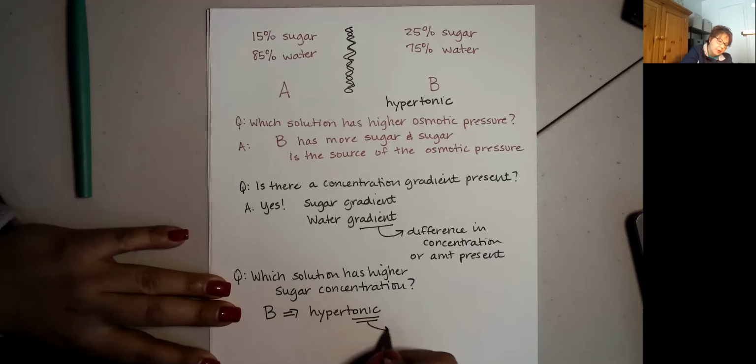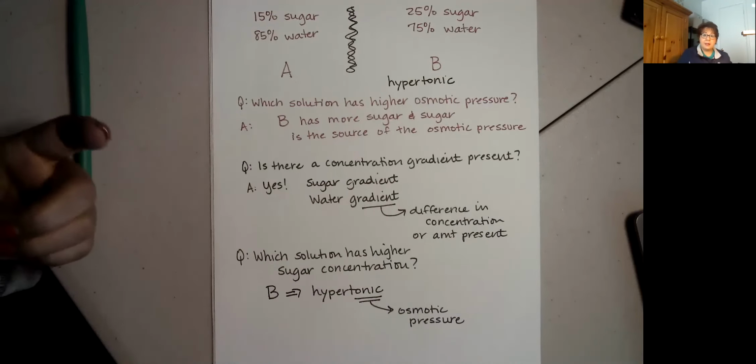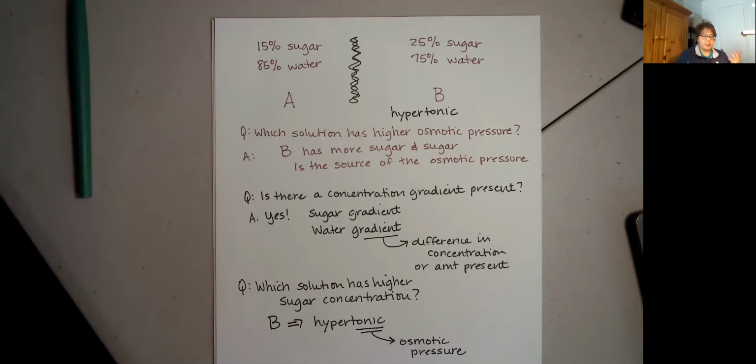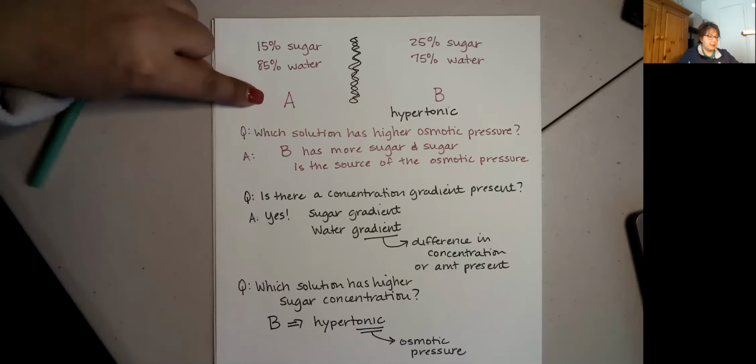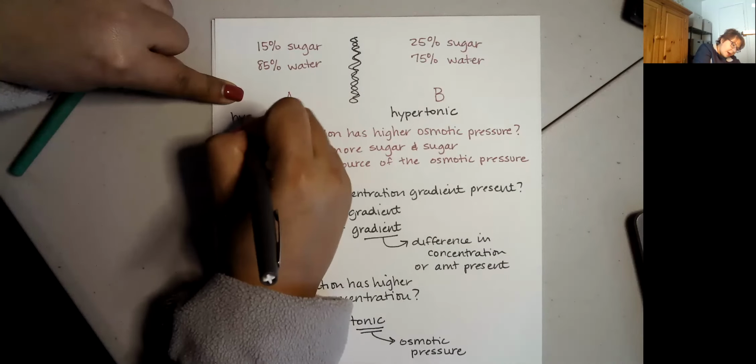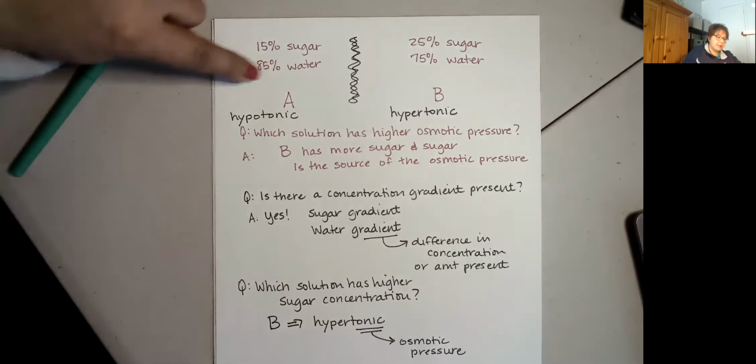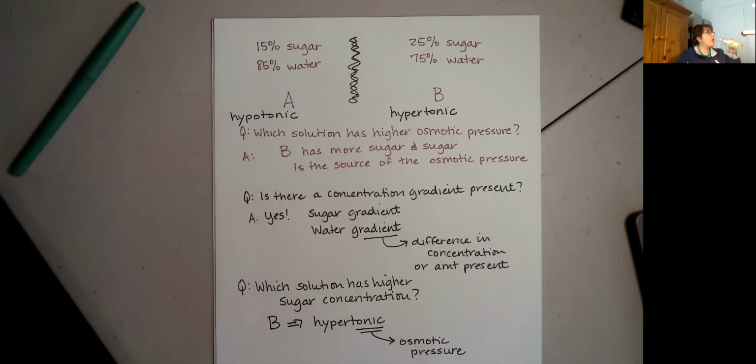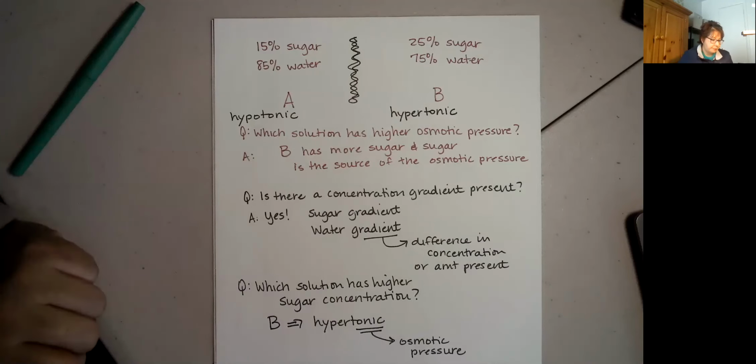The word tonic refers to osmotic pressure, and hyper means elevated. So B has elevated sugar, or it has greater osmotic pressure. That makes letter A hypotonic as compared to B, because it has less osmotic pressure, less solids.